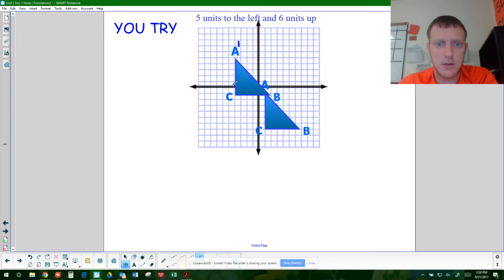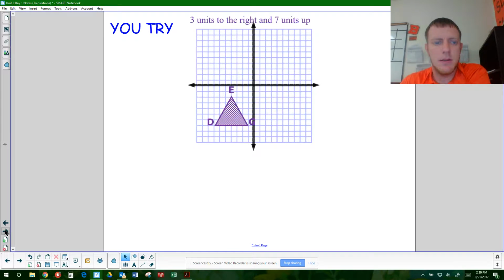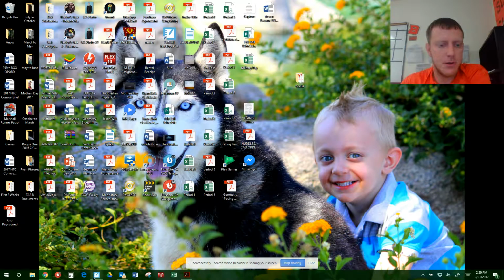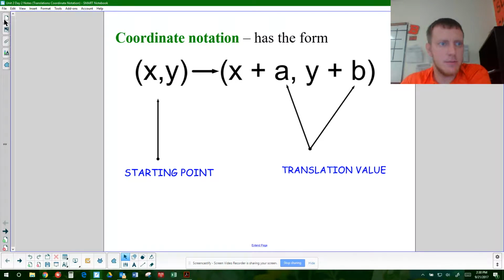So these are my new pictures. So that would be A prime, C prime, and B prime. And that is where your picture should be. Right. Not complicated. Just sliding an object. All you're doing is counting your points. These are just more examples, but let's go ahead and get into the coordinate notation part of this. That's the more important part.